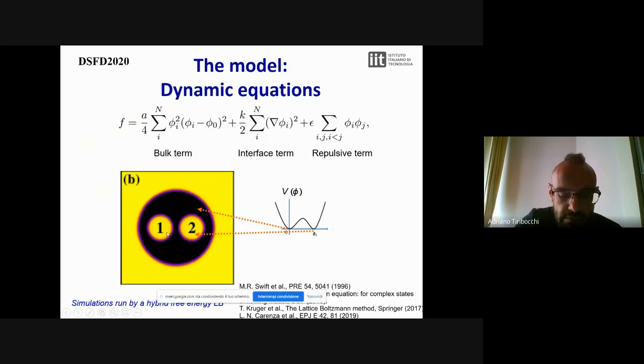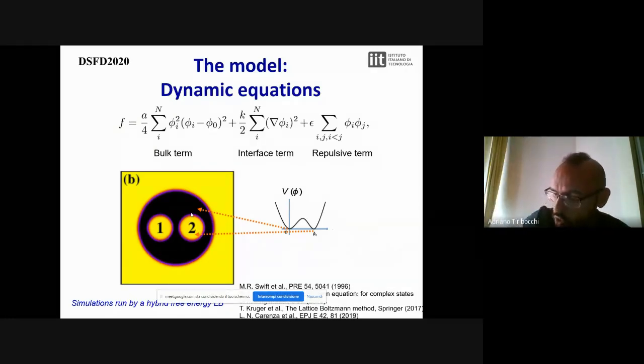Now, this is the general theoretical framework. Simulations are run by using the hybrid free energy lattice Boltzmann method, which is a rather well-established method, so there are no news about the numerical method. Typically, you solve the Navier-Stokes equation with lattice Boltzmann and the other set of equations, the convection-diffusion ones, with a finite difference scheme, so rather well known in literature. These are the simulation techniques.